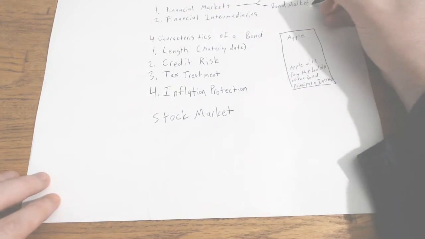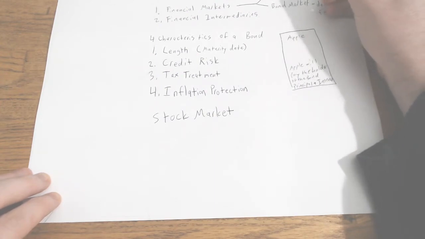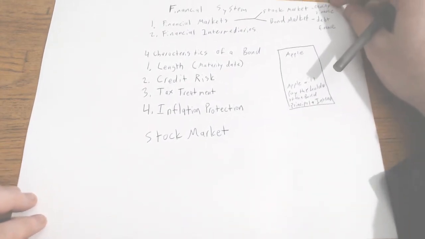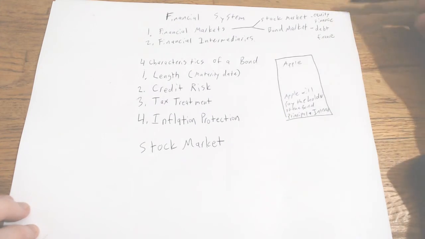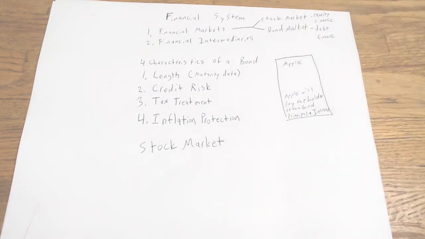So this is debt finance. This is equity finance. So stock markets are equity finance and bond markets are debt finance.